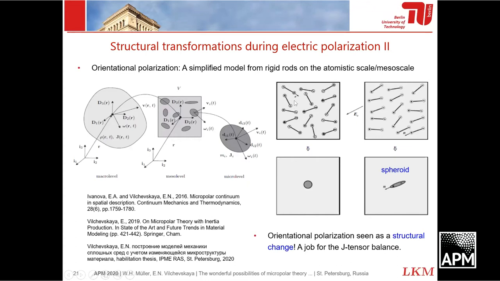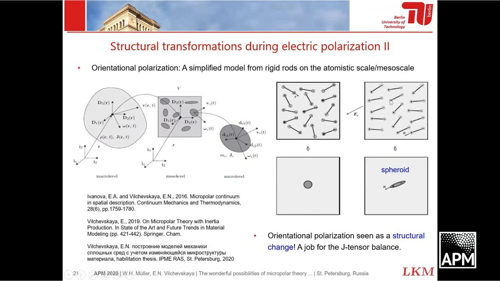They are oriented in all directions of space. So if you homogenize this representative volume element, what you get is a J tensor, a micro inertia, which is spherical. So this is perfectly spherical. Now you switch on an electric field. And of course, these guys want to follow the electric field. So they want to turn towards the electric field.